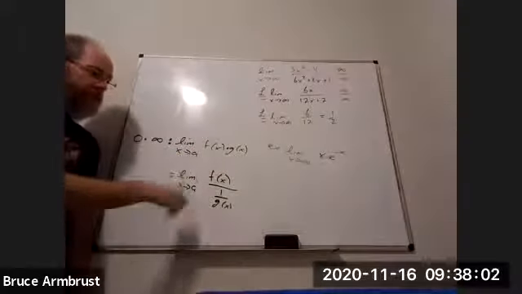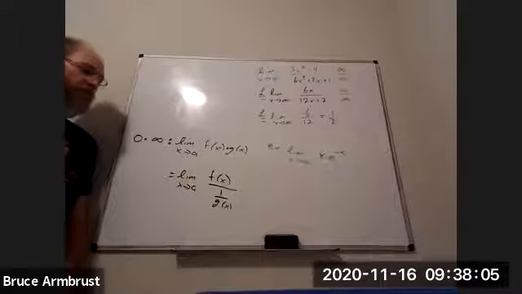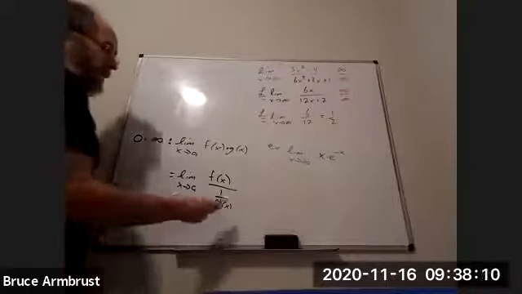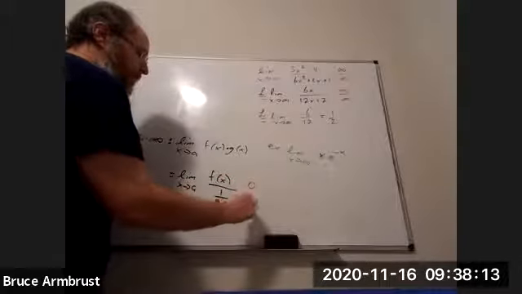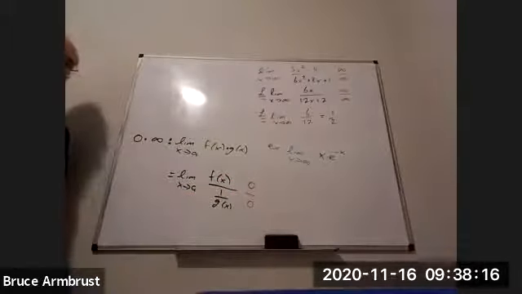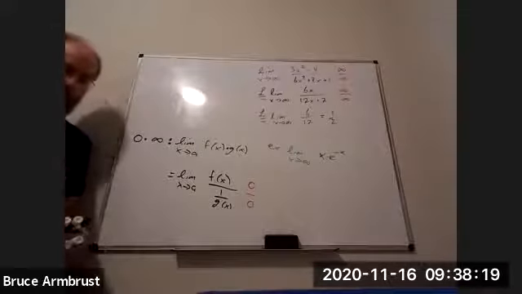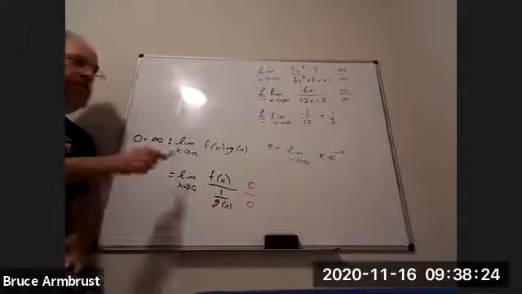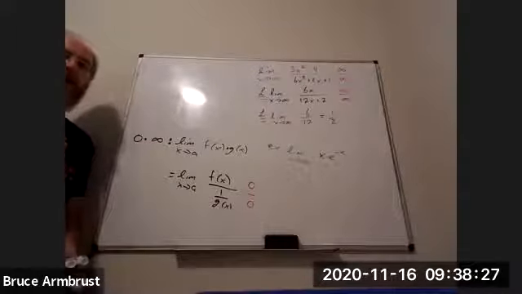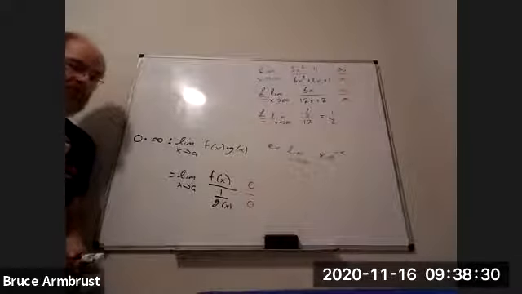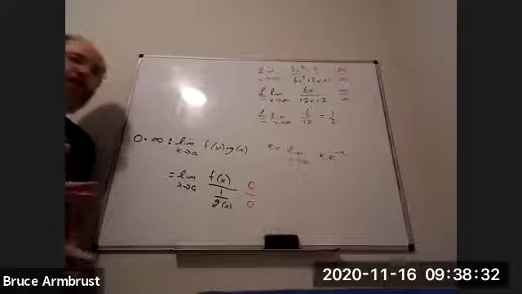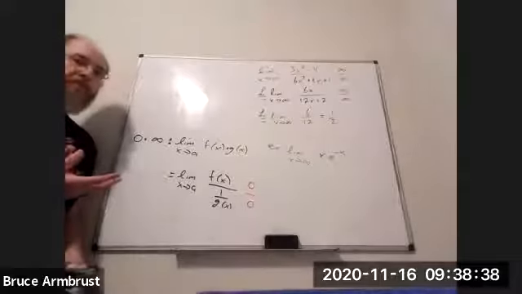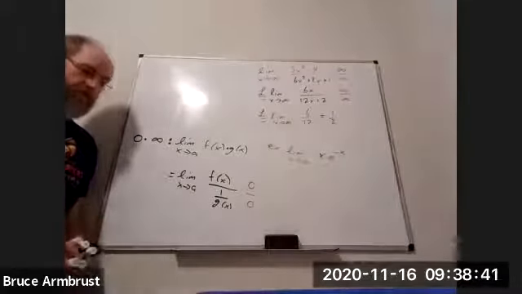F times g is the same as f divided by 1 over g. And now what this is going to turn into is 0 over 0. Because 1 over infinity is 0. So by doing this little trick, it turns it into a L'Hopital's rule form. So all you got to do is take one of the functions, take its reciprocal, and put it in the denominator.